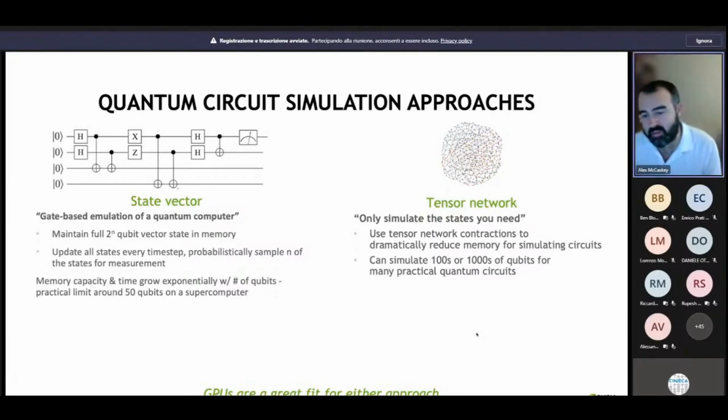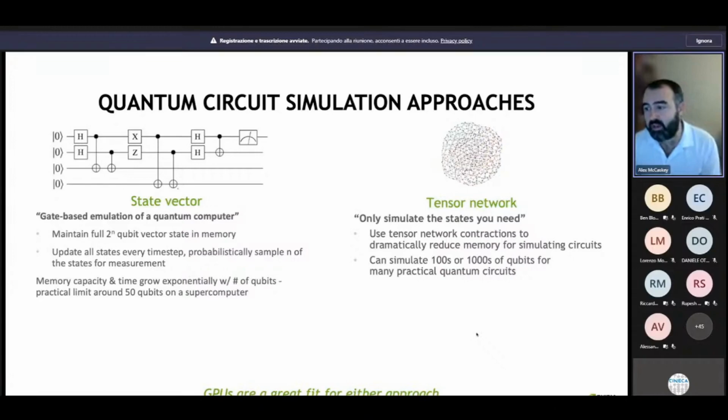However, on the other side, we have the tensor network methods. And the tensor network methods are interesting in that they give us a method to tune the memory usage, essentially, right? So we can start to think about simulating, to some approximate sense, hundreds or even thousands of qubits for certain practical quantum applications. And the really cool thing about both of these is that GPUs are a great fit.